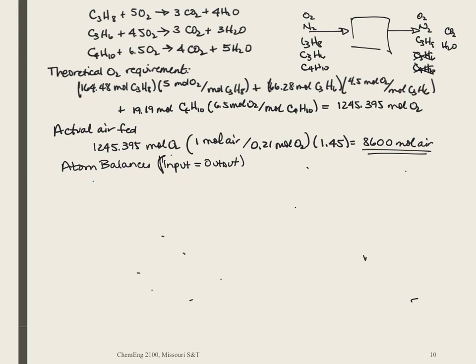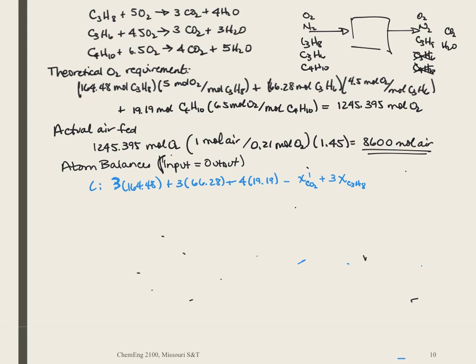I'm going to switch pen colors here for a little bit of clarity. So C, all right, I have 3 coming in with C3H8, and that was 164.48 moles. I have 3 that come in with C3H6, and that was 66.28 moles. I have 4 that comes in with C4H10, and that was 19.19 moles. Now, how much comes out? Well, I'm going to have the amount that comes out as CO2, and there's 1 carbon with each of those. Okay, and I have whatever is left of the C3H8.